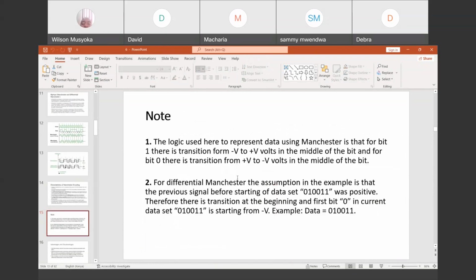So the logic used in representing Manchester and the previous schemes we have looked at is that a bit, for a 1 or a 0, is going to move either from negative to positive volts in the middle of the bit, and for the 0 it is going to move from positive to negative volts in the middle of the bit. For differential Manchester, the previous signal before the start of the data was set as positive, the 0 was at positive. Therefore, the first bit is set to start from a negative voltage.